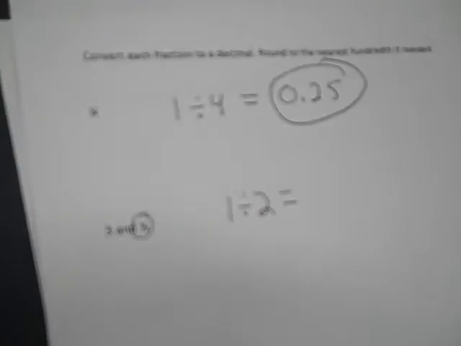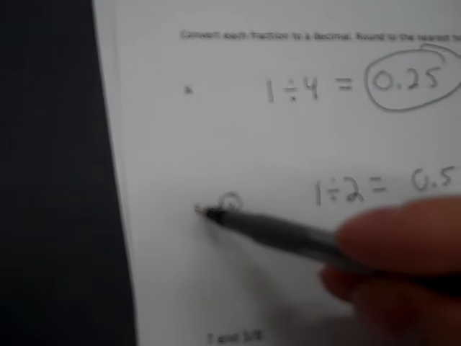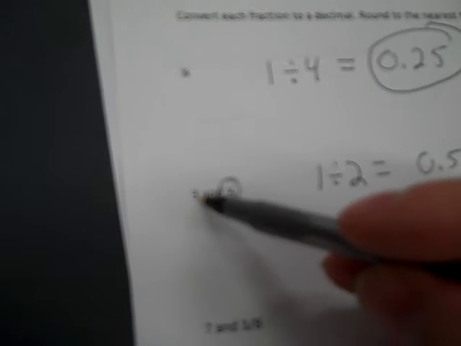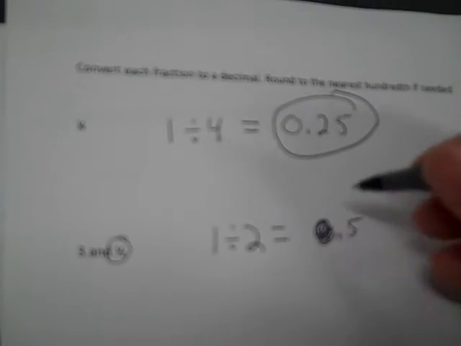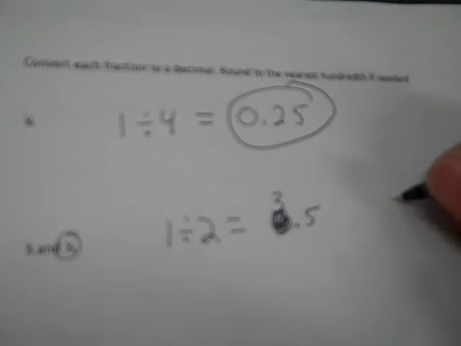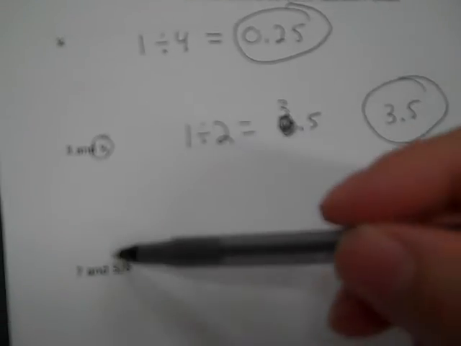So I take 1 divided by 2, and that's 0.5. But since there was a 3 in front of here, I have to take the 0, cross it out, and replace it with 3. So the answer is 3.5. That's all you do. If you have a whole number in front, it's really all that's needed.